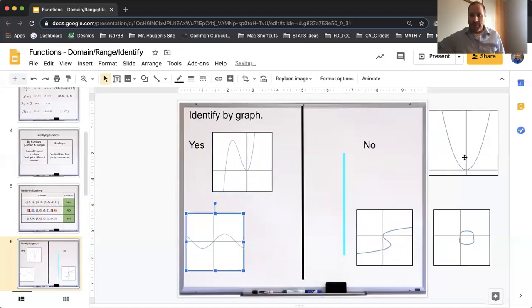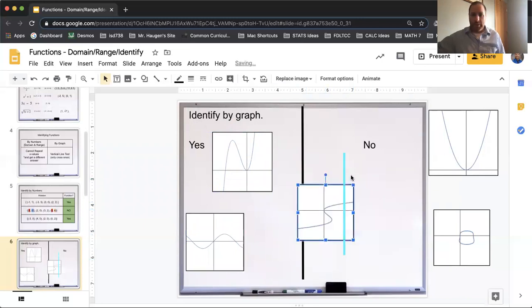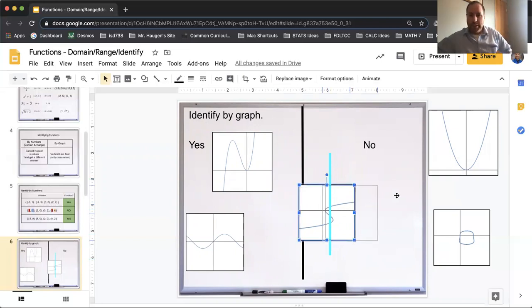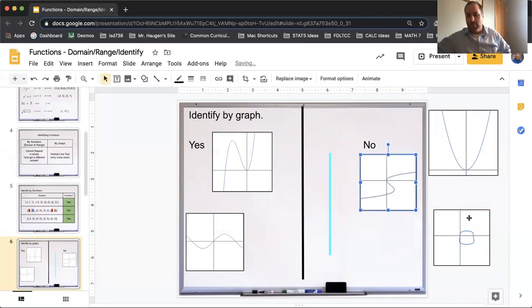Now, if I were to check this one, I might scan along this function here. Whoops, let's scan the other way. So I might scan along here, and it's okay. Right here, we're hitting it one time. However, once we get to this spot, notice it's hitting it multiple times, 1, 2, 3 times right there. We can't hit more than once when we draw a vertical line. So this one would not be a function because it hits more than once.